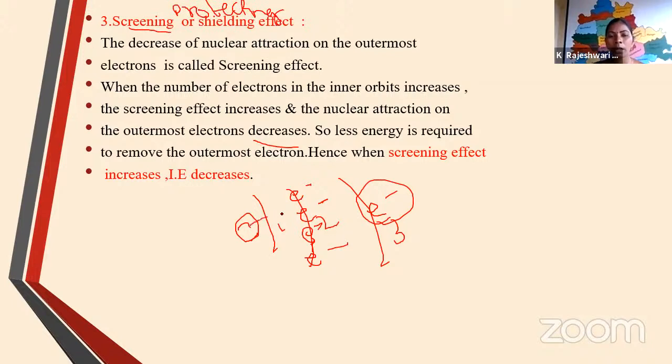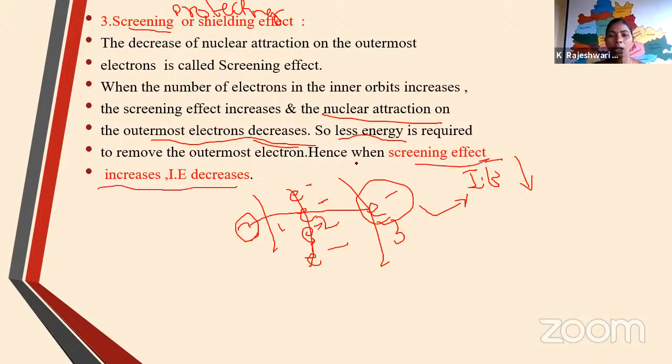From the nuclear attraction, so here easily I can remove this electron. Ionization energy becomes very, very less. That means if screening is more, ionization energy is less. So that's why here the nuclear attraction over the outermost electrons decreases, so only less energy is required. That's why less ionization energy is required if screening effect is increasing.